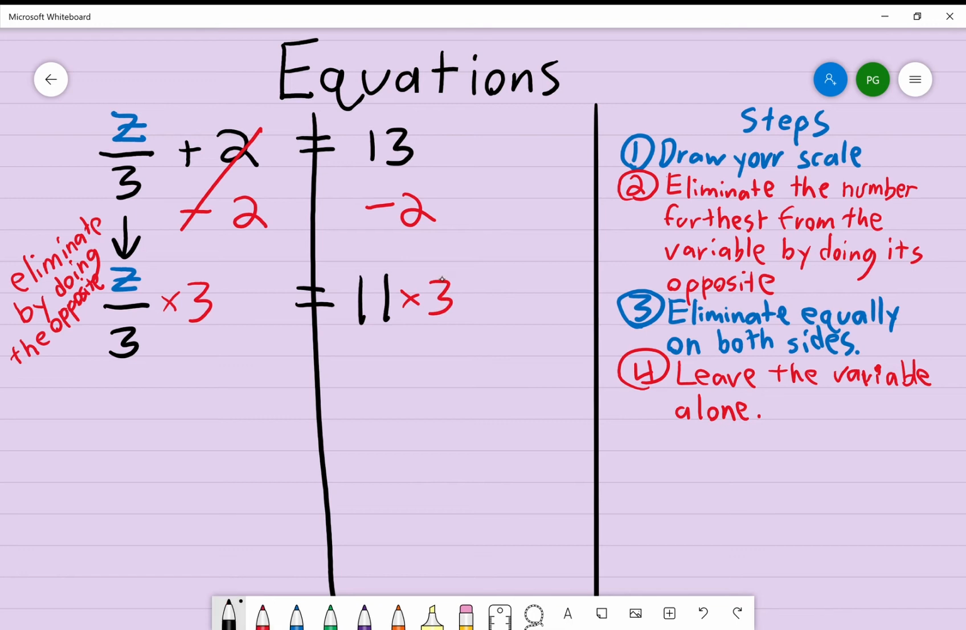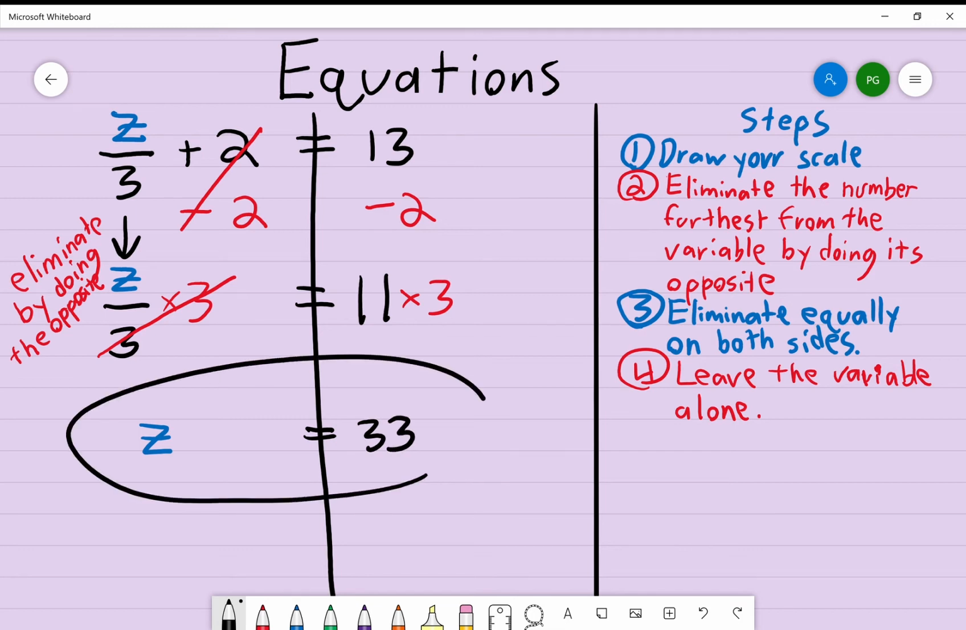Now, if you have a divide by 3 and a multiply by 3, they cancel out. You don't have to worry about it. You bring down the z, you bring down the equal sign, and 11 times 3 is 33. Boom, there's your answer. Not so difficult, is it? Let me give you another example so you can get comfortable with it.